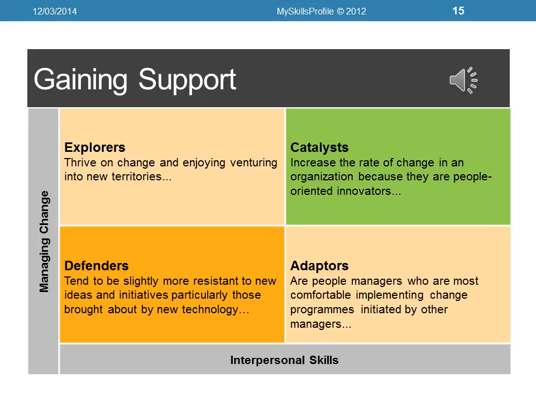Defenders tend to be slightly more resistant to new ideas and initiatives, particularly those brought about by new technology. In leadership positions, defenders need to be convinced about the benefits of technology-led change before they embrace it. Defenders tend to worry about our dependency on technology, and that modern technology has evolved to control us, rather than to serve us.